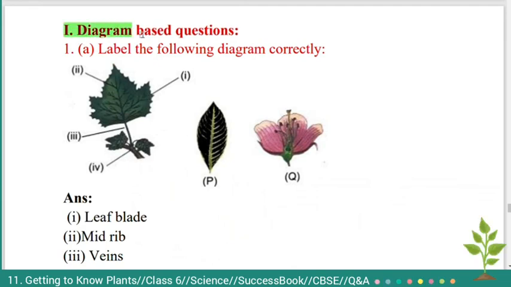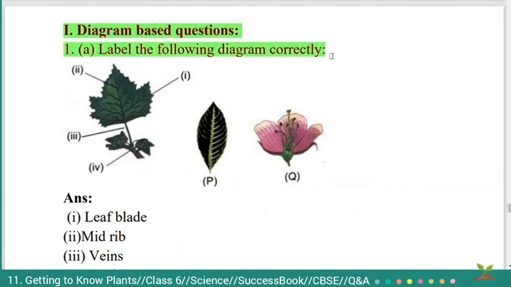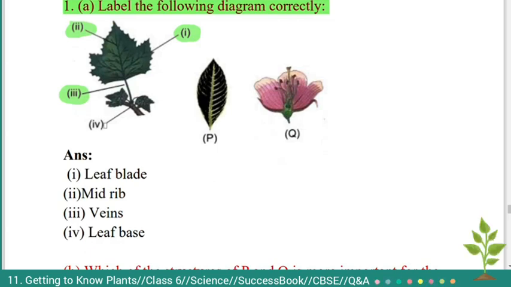Next, section I, diagram based questions. First question A, label the following diagram correctly. Here some figures are given and you have to identify them. In the first figure, you have to identify this first one. What is it? It is a leaf blade. Second, it is a midrib. Third one, it is vein. Fourth, it is leaf base.